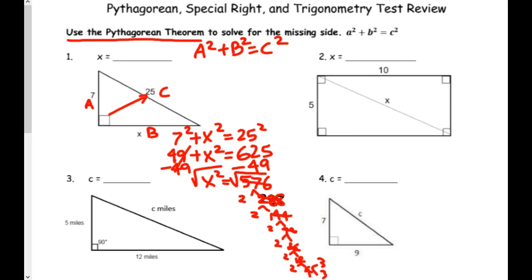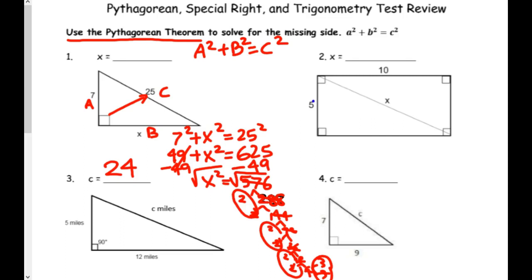So actually I have all pairs. Pair of 2, pair of 2, pair of 2, pair of 3. So 2 times 2 times 2 is 8, times 3 is 24. Okay? Alright, so that's a lot of factor tree on that one. Let's go to the next one.